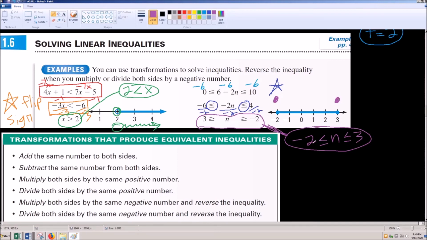Now again, my n values are greater than or equal to -2, so I'm going to go to the right, and my n values are less than or equal to 3. So basically what that means is they're going to meet up in the middle. I'm going to shade everything in between them. So I should have 2 closed circles versus the open circle we had over here, and I'm going to shade in between them.